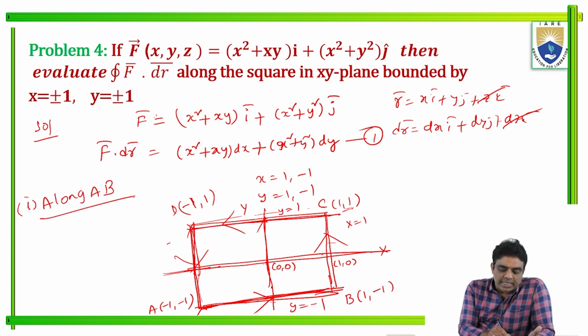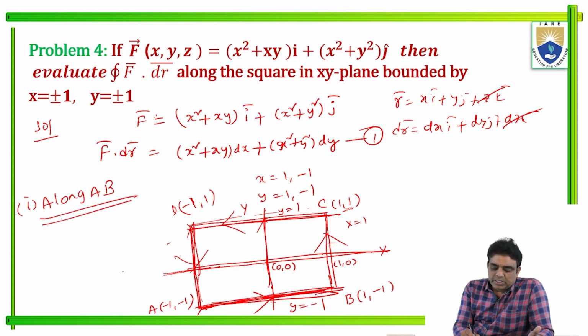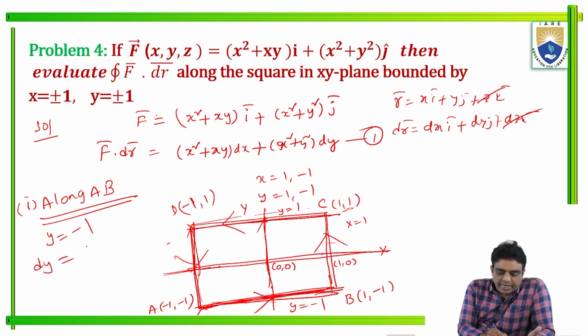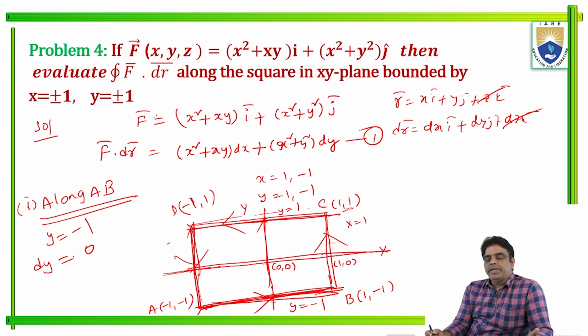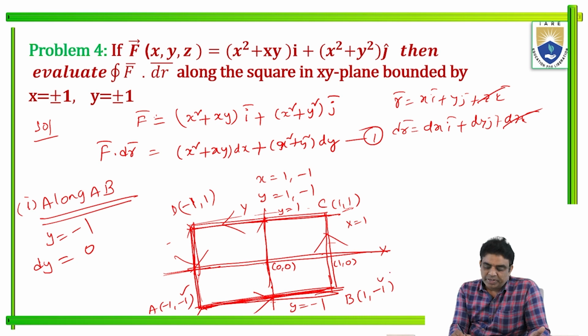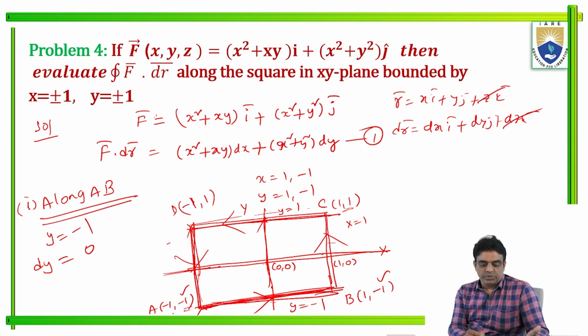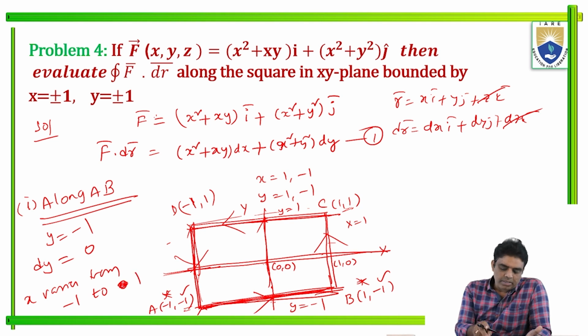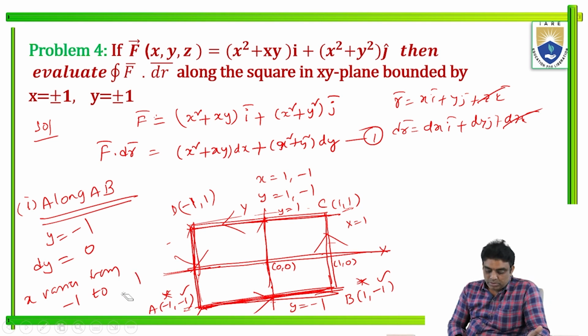What is the equation of AB? The AB equation is y is equal to minus 1. Then what is dy? dy is 0, the derivative of minus 1, a constant, is 0. But here x is a variable, y is minus 1, fixed. You can observe that throughout, the y value is minus 1, but x is a variable. x varies from minus 1 to, sorry, not 0, this is 1. Minus 1 to 1.